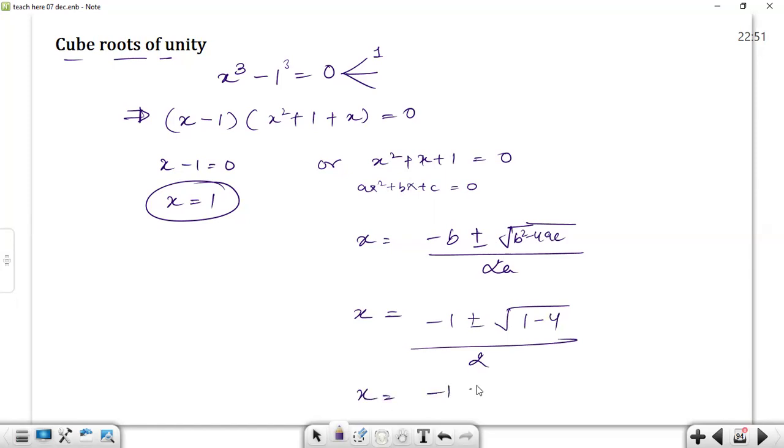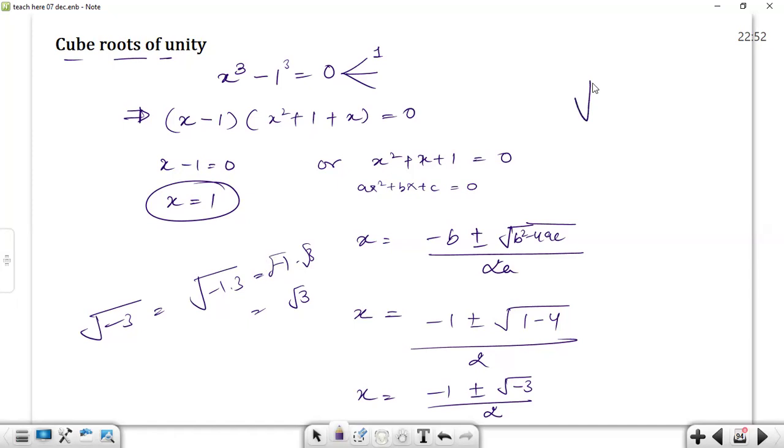So this becomes minus 1 plus minus square root of minus 3. So how can we solve the square root of minus 3? Like this: square root of minus 1 times root 3. What is the square root of minus 1? I've just told you, just before starting the topic.